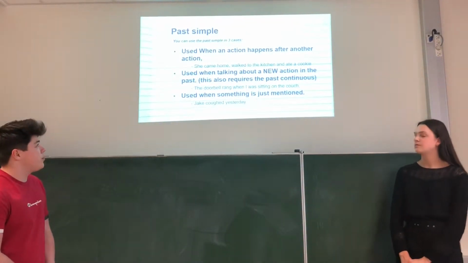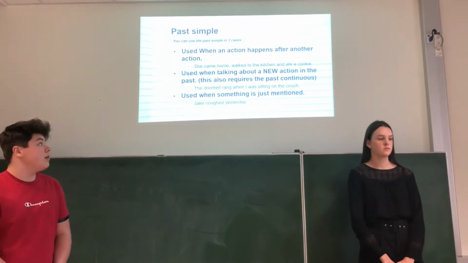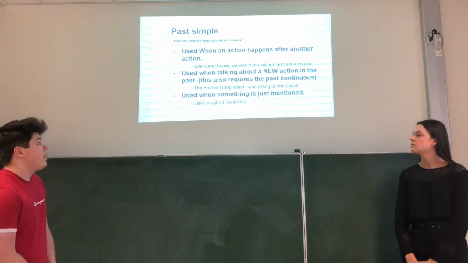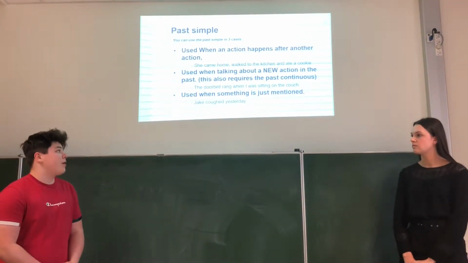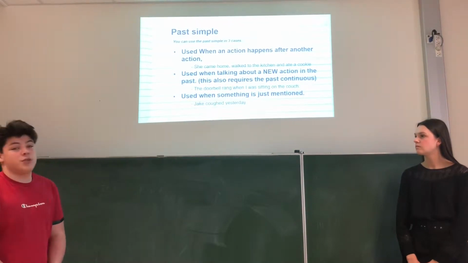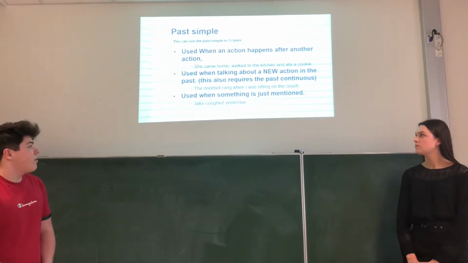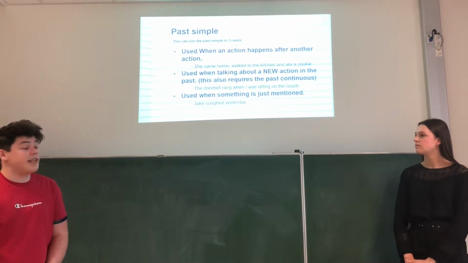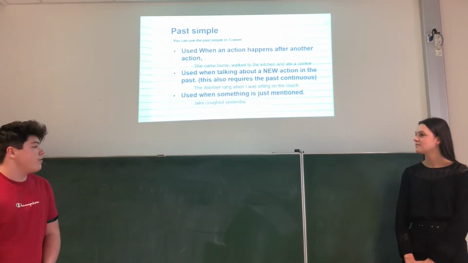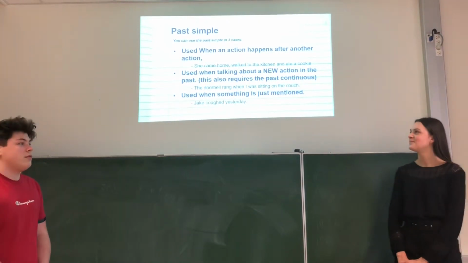The first one is when an action happens after another action. For example, she came home, walked to the kitchen and ate a cookie. The second usage is when talking about a new action in the past. This also requires the past continuous, which we are going to learn about in a minute. For example, the doorbell rang when I was sitting on the couch. The third option is when something is just mentioned. For example, Jake coughed yesterday.